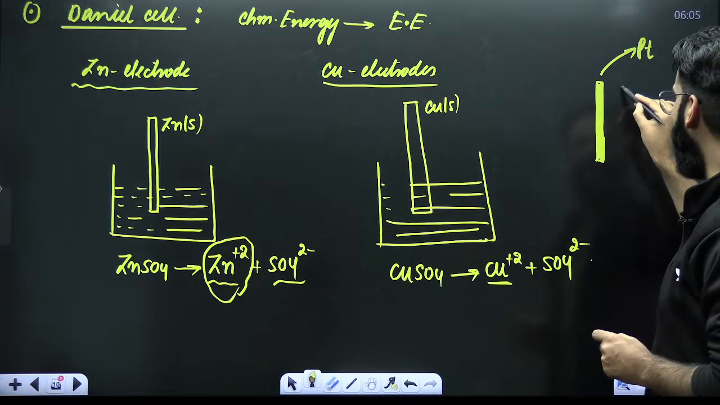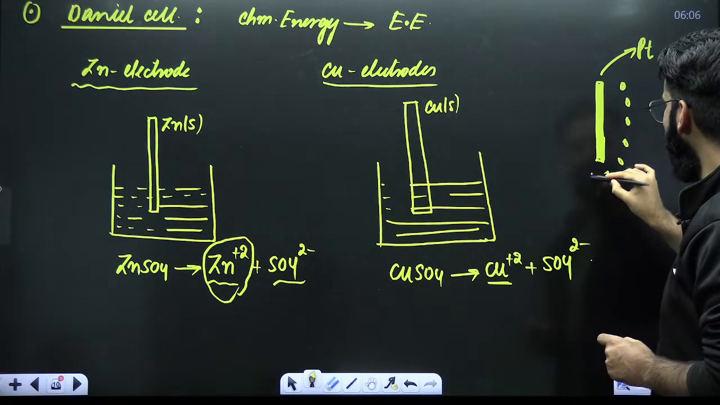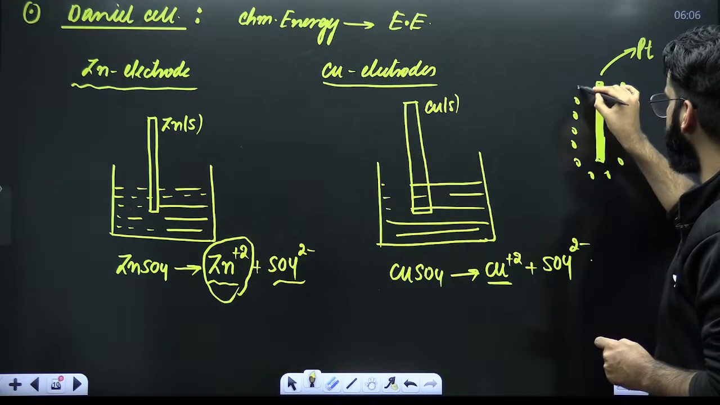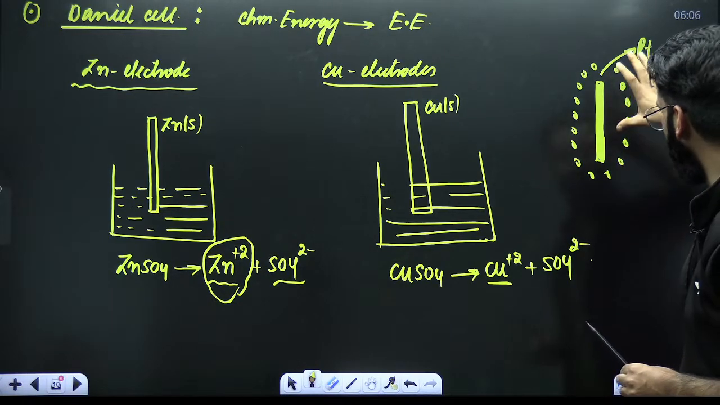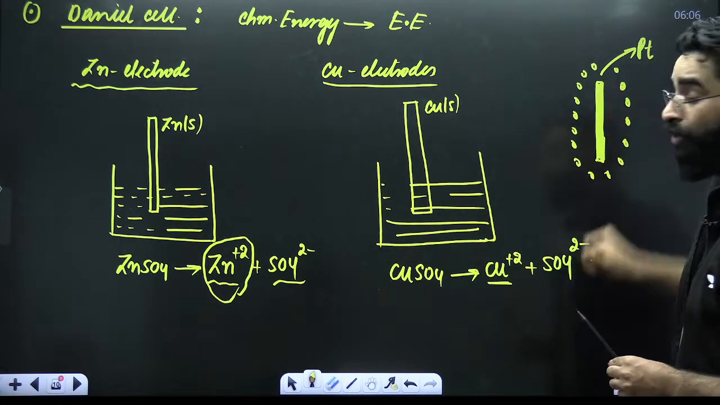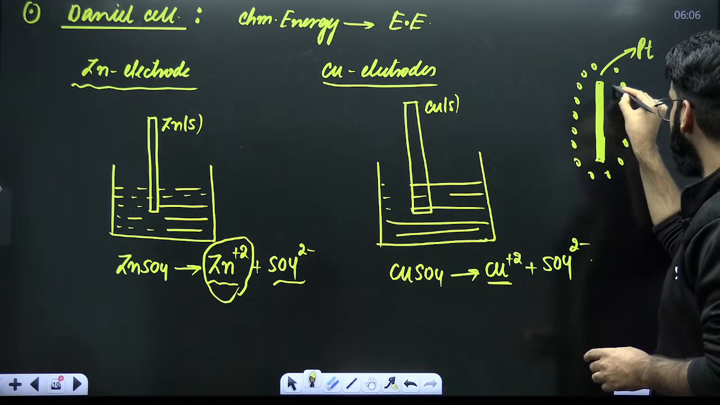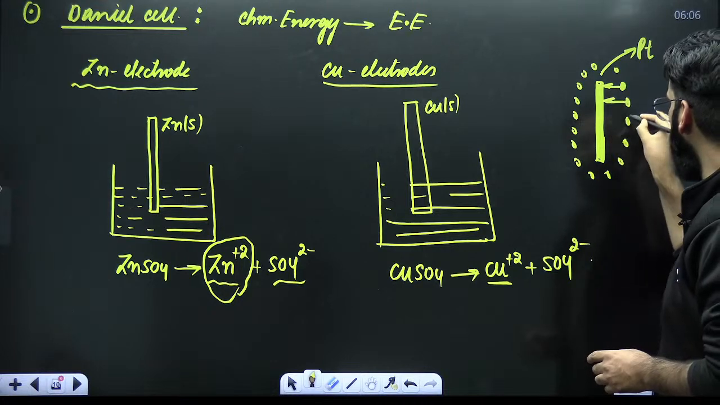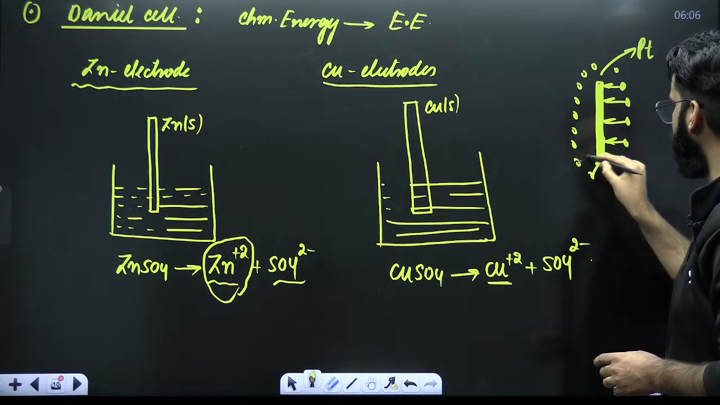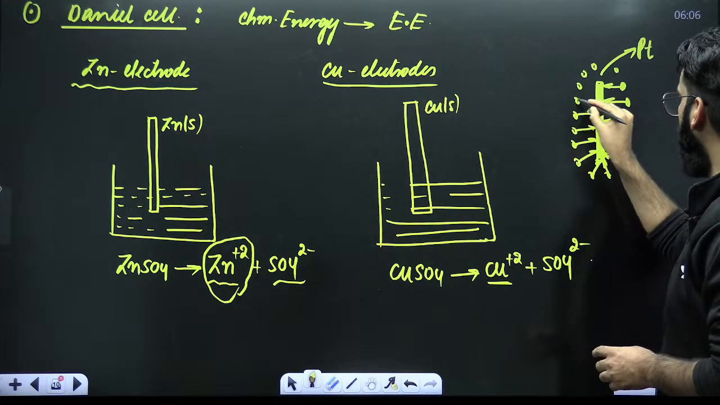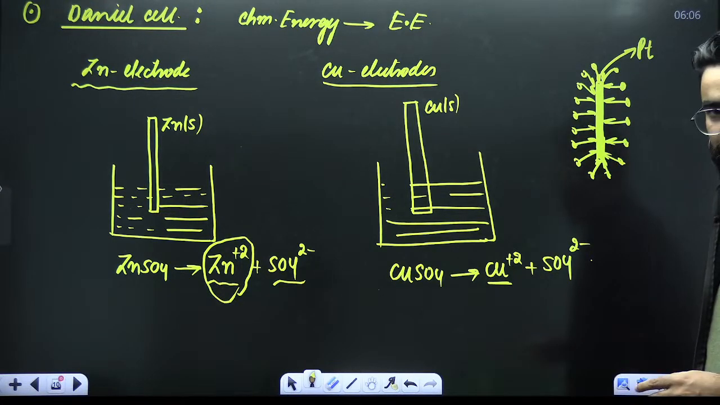If by chance you keep hydrogen gas molecules in the vicinity of this platinum rod, what exactly is going to happen? These hydrogen molecules are going to get adsorbed on the surface of the rod. Right? Now, if these hydrogen gas molecules are adsorbed on the surface of the rod, what is going to happen?